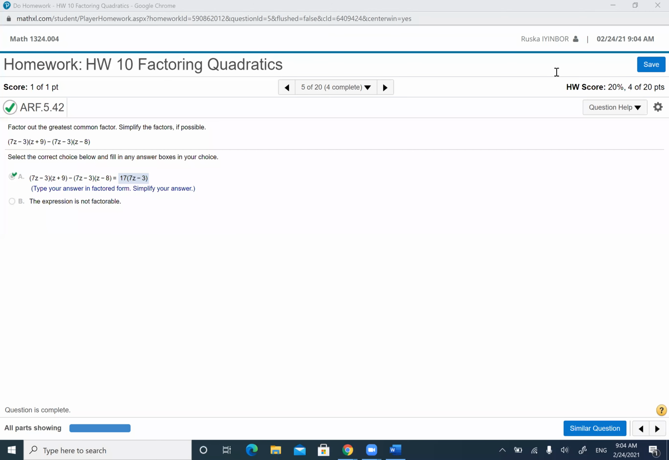So last time we finished with factoring the greatest common factor, and this is like question number 5 in your homework 10. If I have something like this, we're going to factor, see, both of those have the same term, 7z minus 3. And that's what you're going to factor out. 7z minus 3 is going to be in front. And then inside the second set of parentheses, you're going to put what is left. You're going to put this minus this.